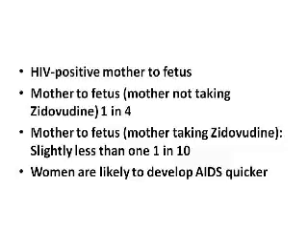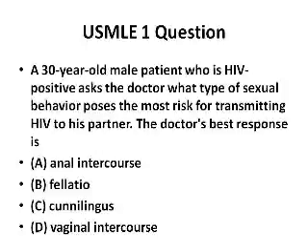Okay, so that should wrap up our lecture. Let's take a couple of USMLE questions and consider the options. So let's take a look at the first one. A 30-year-old male patient who is HIV positive asks the doctor what type of sexual behavior poses the most risk for transmitting HIV to his partner.